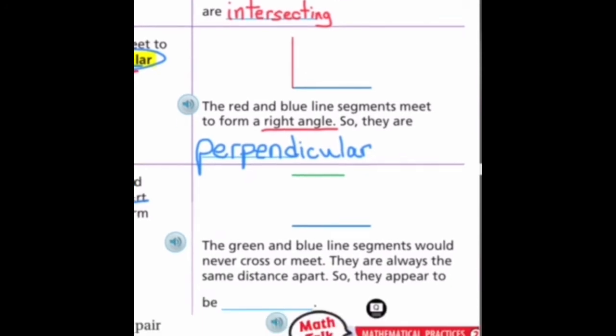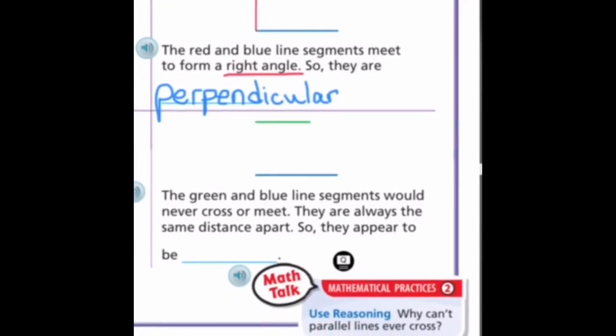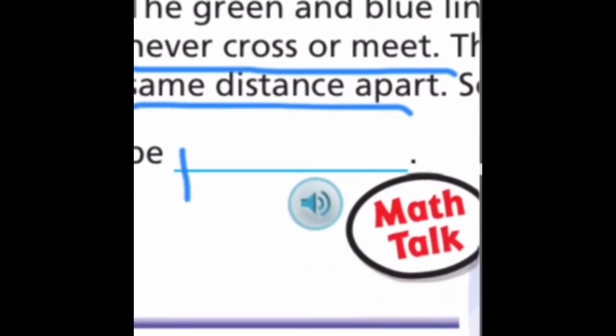Now they are also intersecting, but they make that right angle, so we give it a special word, perpendicular. And finally, two lines that never cross or meet. They are always the same distance apart, so they are going to be parallel. P-A-R, parallel.